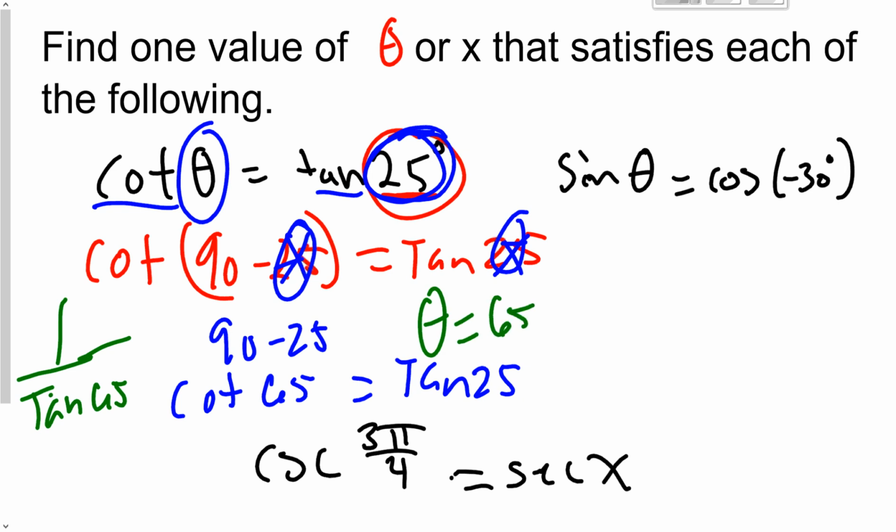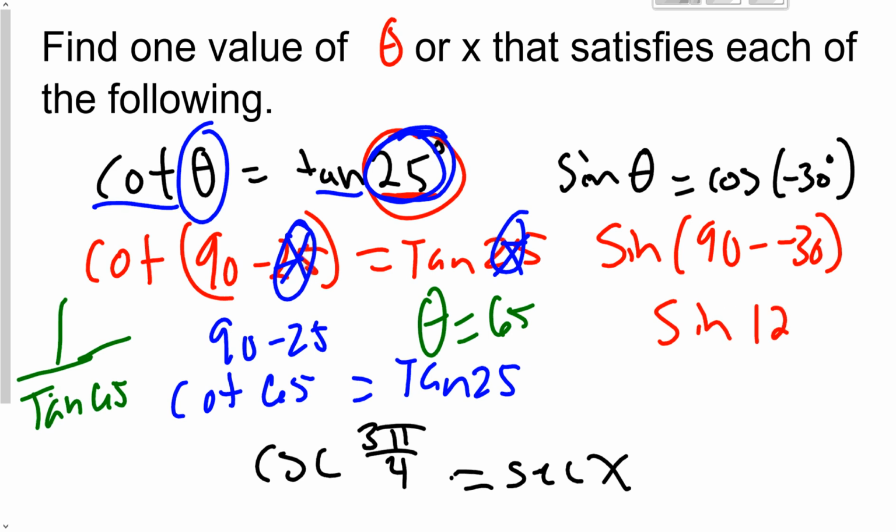Here, cosine of negative 30 equals sine of 30. So here we can do sine of 90 minus our angle, which is a negative 30. So that's going to be addition there. So sine of 120 will equal sine of negative 30.